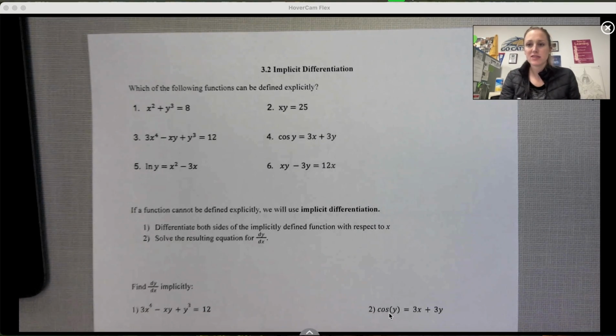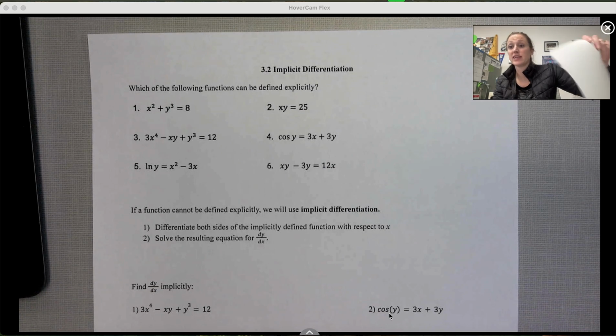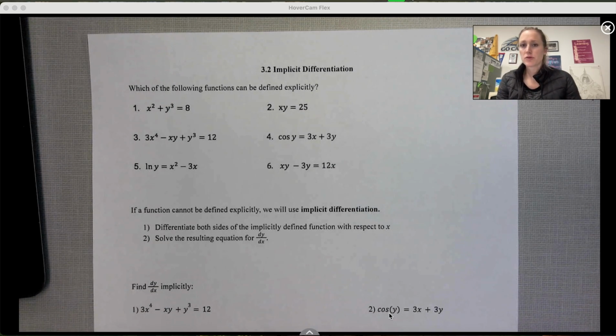Hi class, in this video we're going to talk about 3.2. We're going to look at another tool for finding derivatives. This tool is called implicit differentiation. So first of all, we have to know what it means for a function to be defined explicitly versus implicitly.